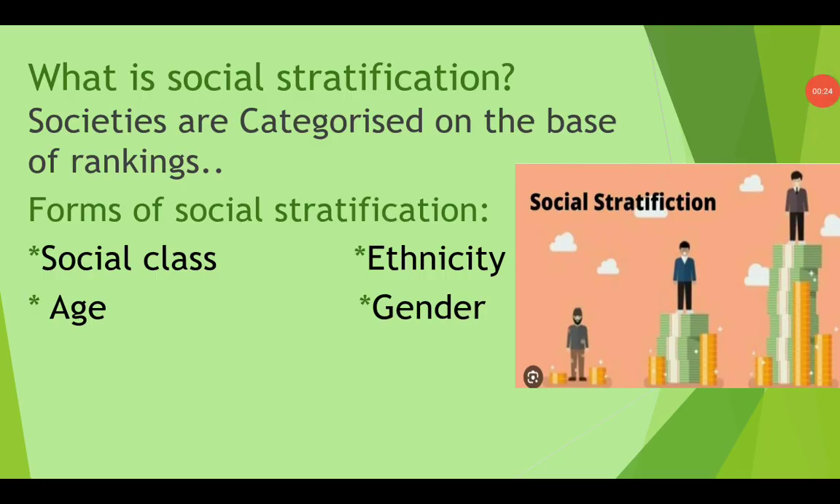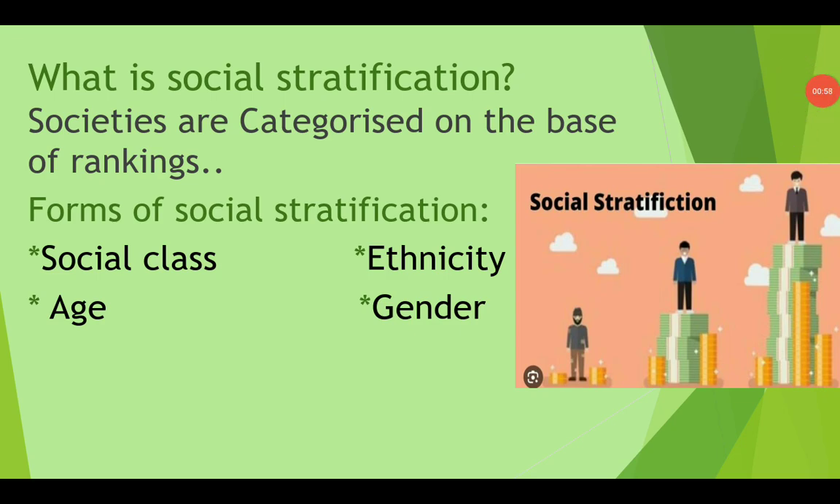Social stratification is basically when societies are categorized on the basis of their ranking, their wealth, and their status. On the screen you can see an example of social stratification: the person having more wealth is the elite one and he's classified as the top, and on the lower level is the person having lesser wealth, and the person having no wealth is on the lowest line. So these are some categorizations on the basis of ranking. So let's come to the forms of social stratification.